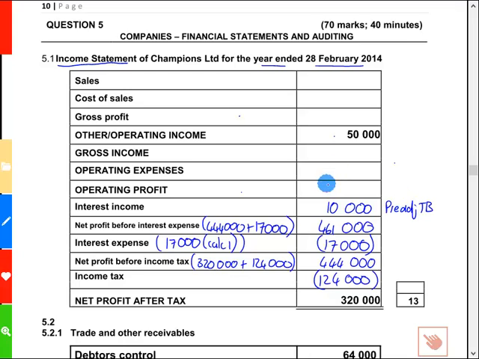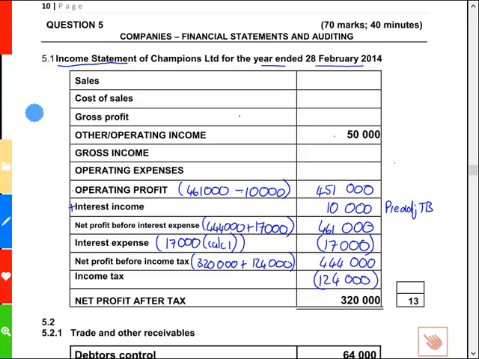Right, now we can calculate actually our operating profit. So quickly calculate your operating profit. Have a look here. Your net profit before interest expense is your operating profit plus your interest income. So what is the operating profit? Yes, it's going to be 451,000. How do we get that? It's the 461,000 minus the 10,000.